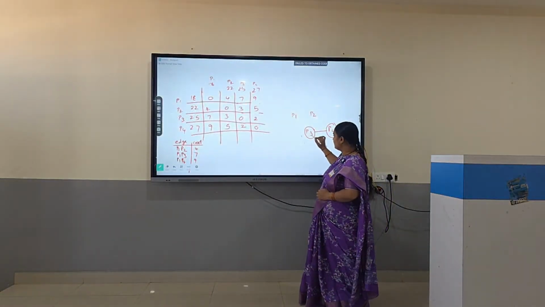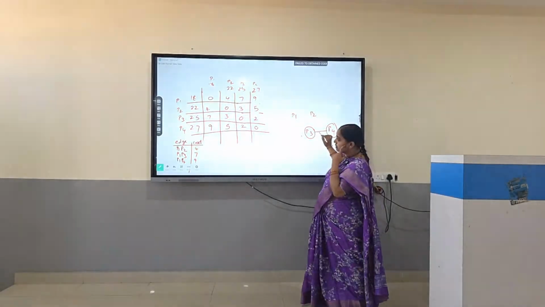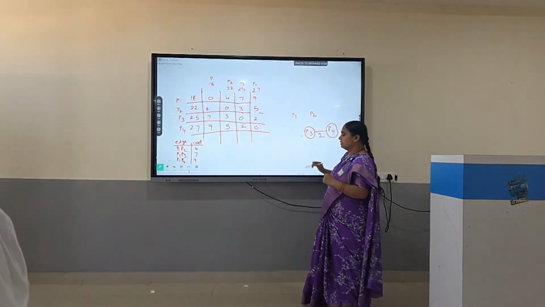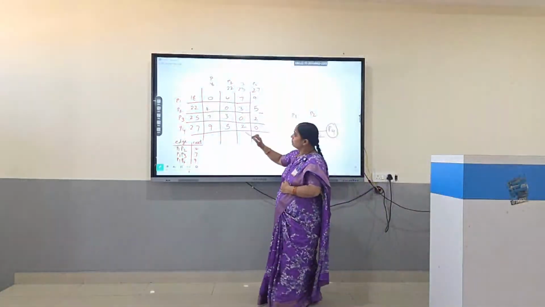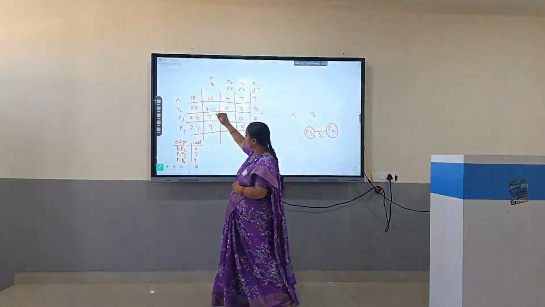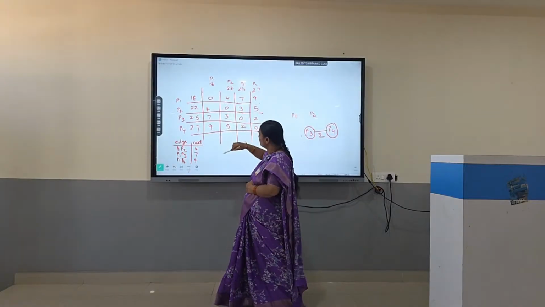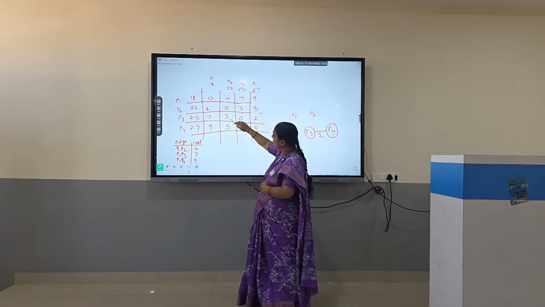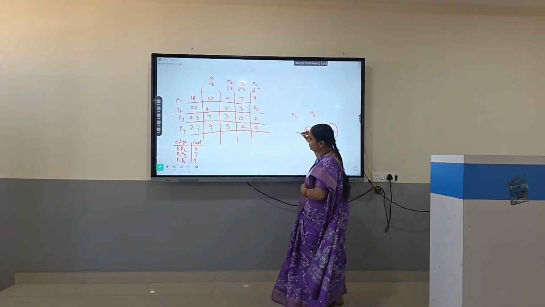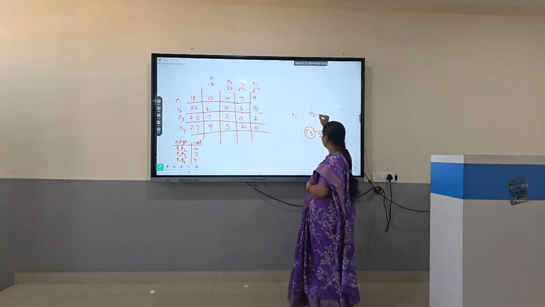So P3, P4 has a cost of 2. Right? Then next, P1, P2, which one has the lesser value? Or any other, here the next value is 3. The lesser value is 3. This is a combination of P3 and P2.